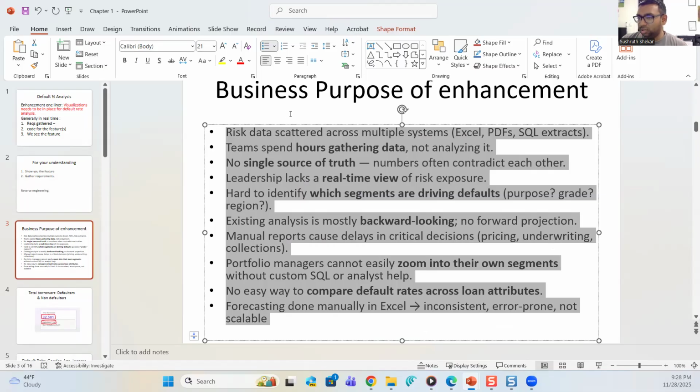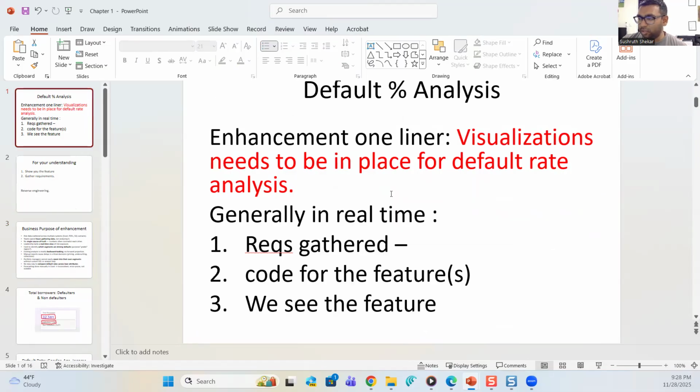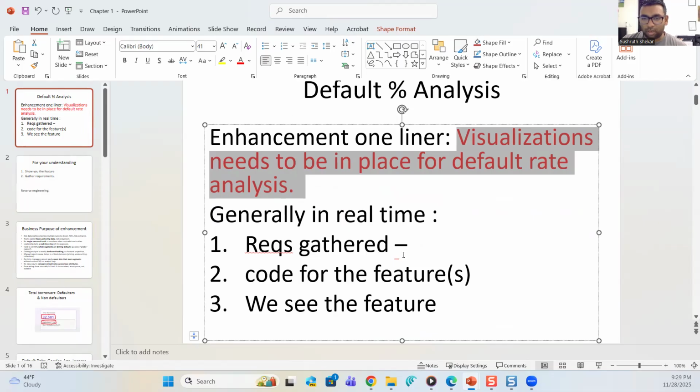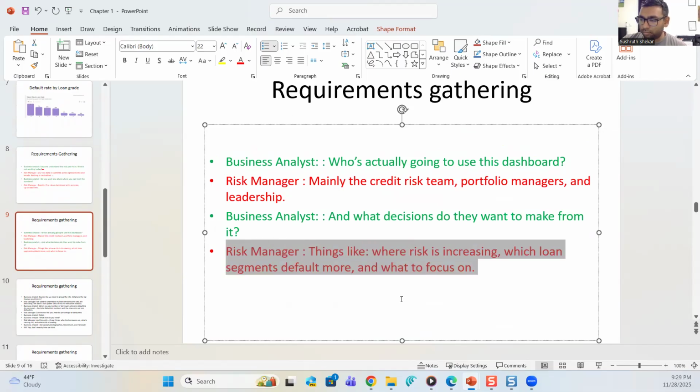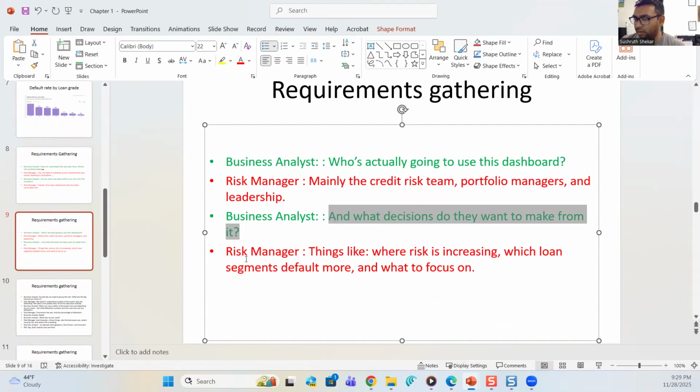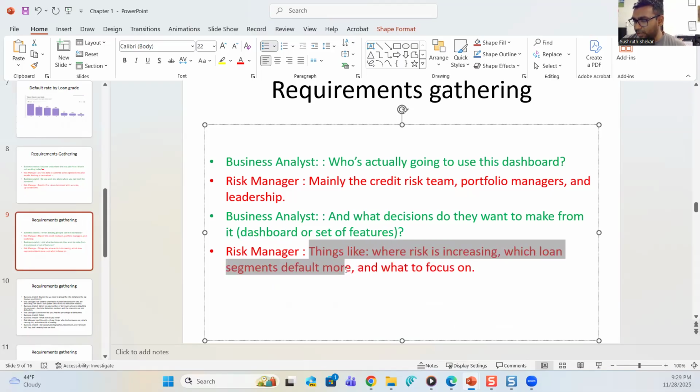So now you know all these things via analysis, and you know this one line. That's all. So when you ask, hey, what decisions do they want to make from the dashboard, or set of features, he says things like where the risk is increasing, which loan segments default more, and what to focus on. So that's like a lead.